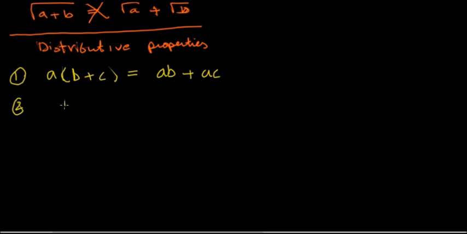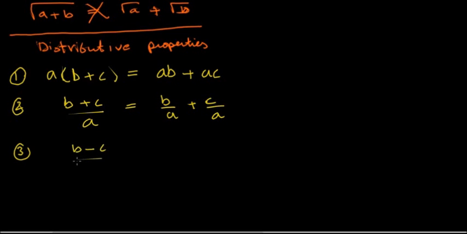Similarly, if you have a fraction like this, so let's say you have (B plus C) over A, then you can distribute this A, which is known as a common denominator, to the things in the numerator. So you can write B over A plus C over A. And the same goes if you have a negative sign. Similar thing, with C over A.